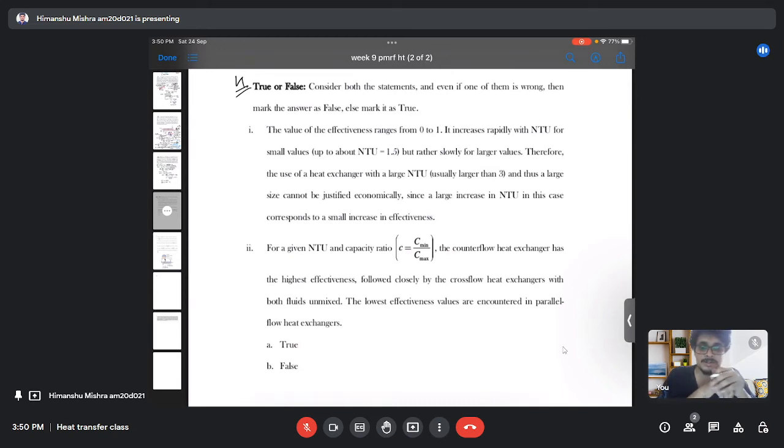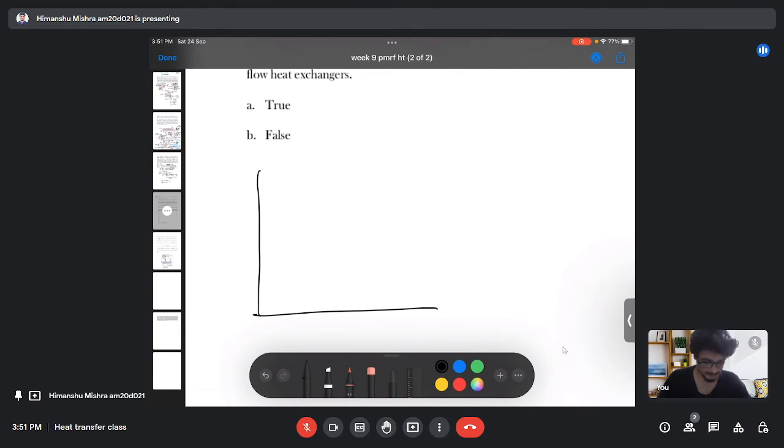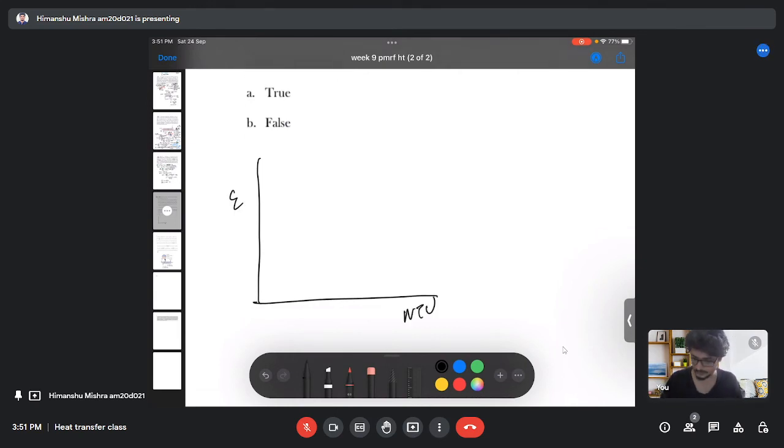So the first statement says that for lower values of effectiveness, the NTU increases much more rapidly, and when the NTU is very large, the effectiveness won't increase much, and we should not use a heat exchanger with a large NTU. So this is actually a correct statement, because for different types of heat exchangers like parallel, counter, cross flow, and different situations like double shell, single shell, my graphs usually look like this.